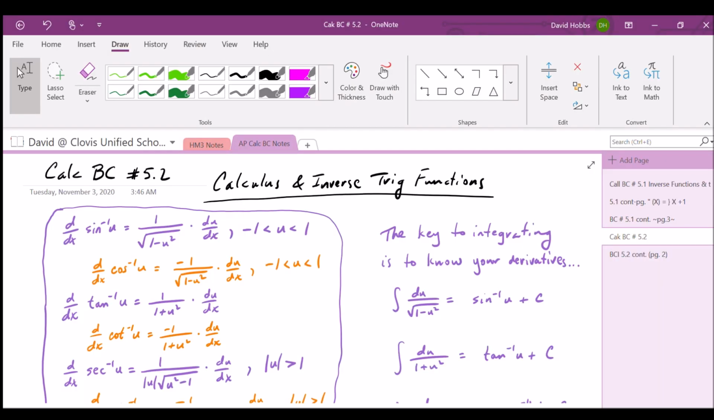This is AP Calculus BC, Unit 5, Objective 2, and we were dealing with inverse functions in Objective 1, and then we also had a review of some inverse trig functions, but now we're actually going to be doing calculus with them.